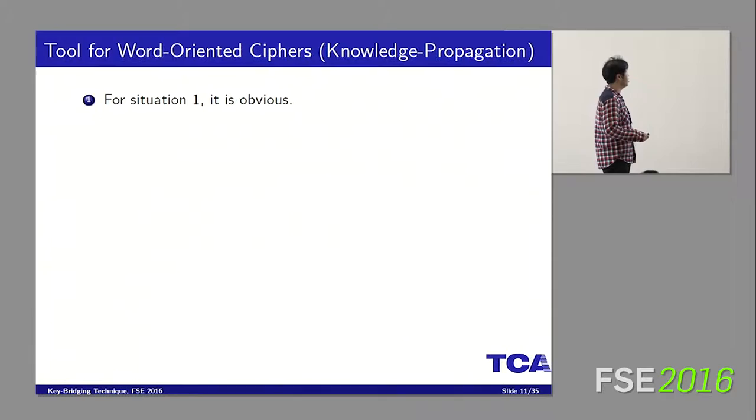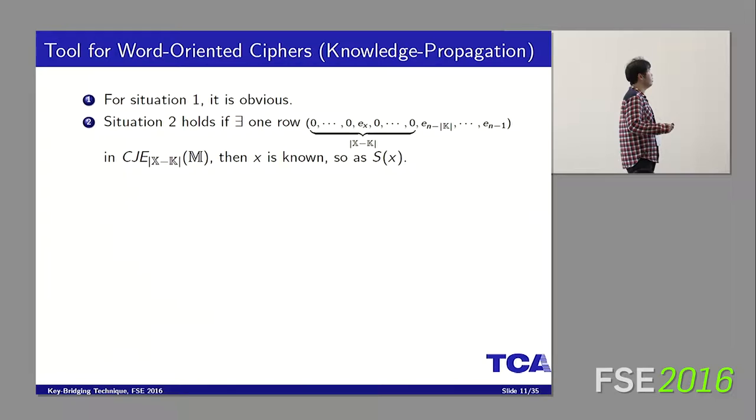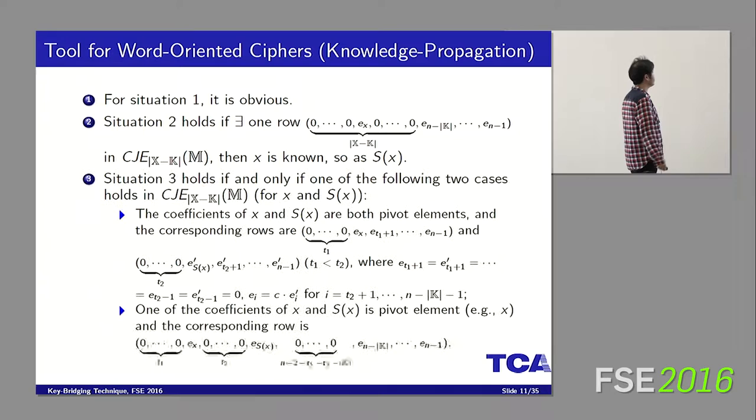For situation one, it's obvious. For situation two, it holds if and only if S is one row like this in M after Gauss-Jordan elimination, then X is known, so SX. Here EX is the coefficient of X. As we can see, X can be represented by a linear combination of variables in K, so X is known.